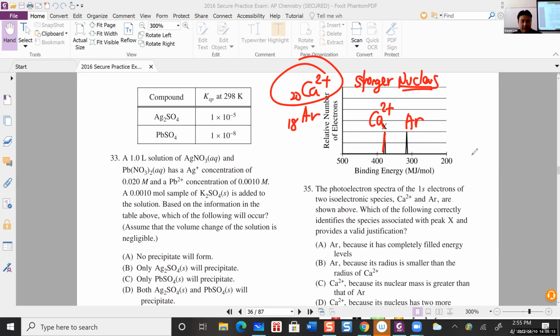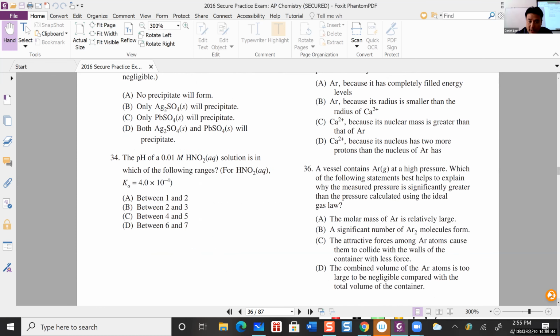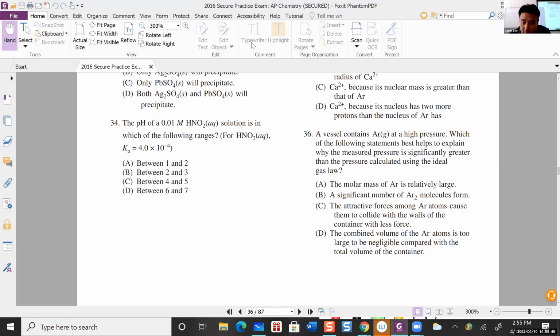So you know the answer is C or D. What was the reason? Is it because the mass is greater or the charge is greater? Well, it has to be the charge, right? So D is the answer. D must be the answer because the nucleus of calcium has two more protons, making it a more effective, stronger nucleus, which means it's harder to remove. So X must be calcium, not argon. Look at the periodic table. Calcium has 20 protons, argon only has 18. That's how you tell. All right. Easy.